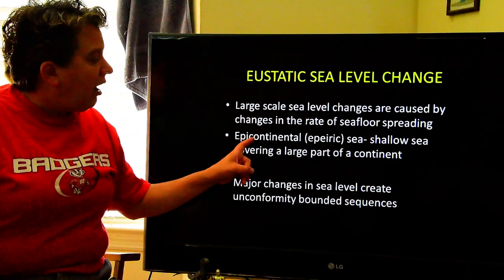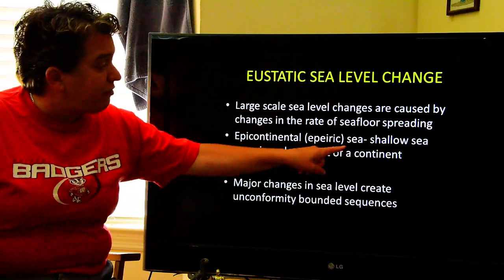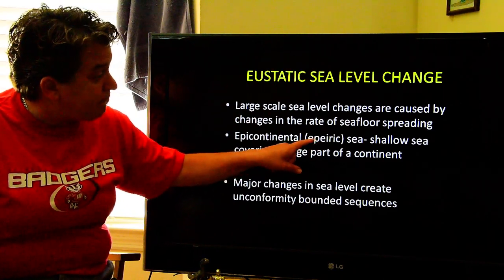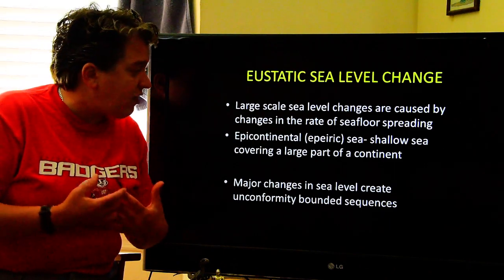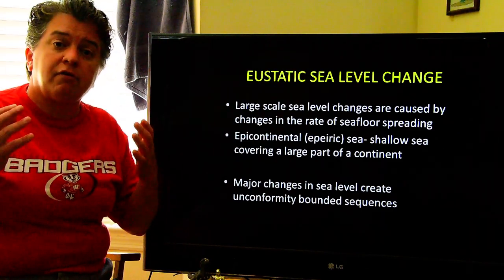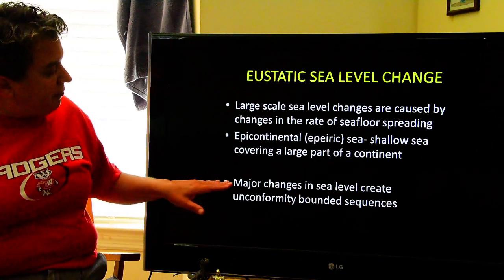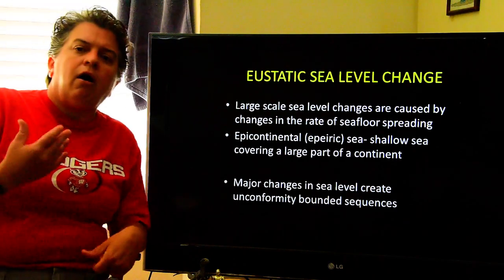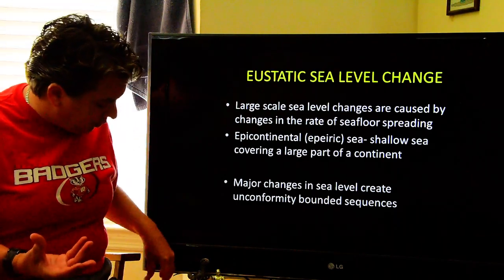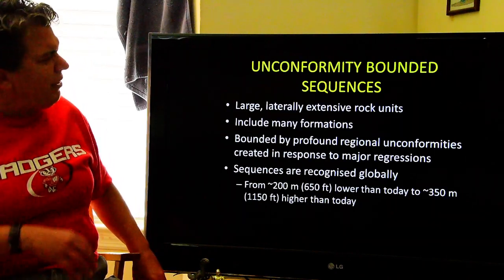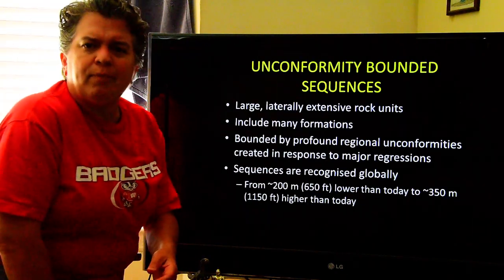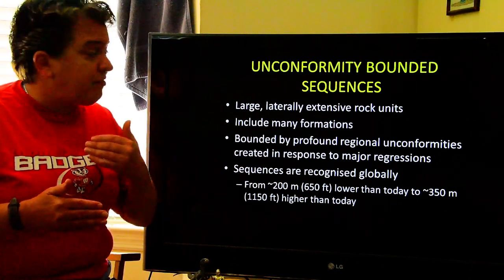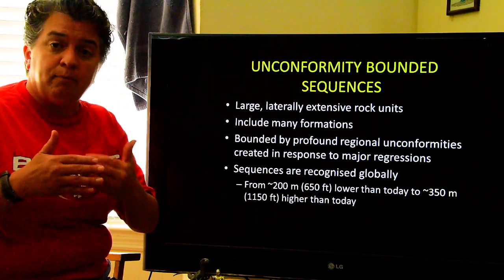Now, these are synonyms. I tend to use epicontinental more, but I just want you to know that, depending on what textbook you have, these words mean the same thing. So these epicontinental seas are shallow seas that cover large parts of continents. And these major changes in sea level, the sea level rise and fall, create what are called unconformity-bounded sequences. So let's explain what these are. These are large, laterally extensive rock units that can include many, many formations.